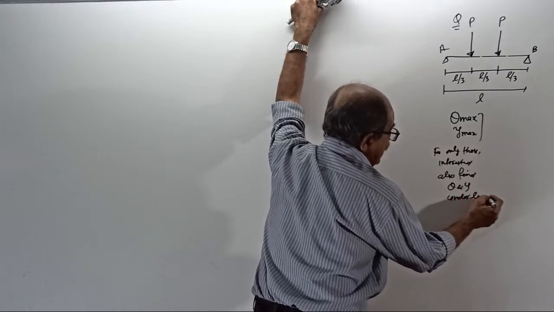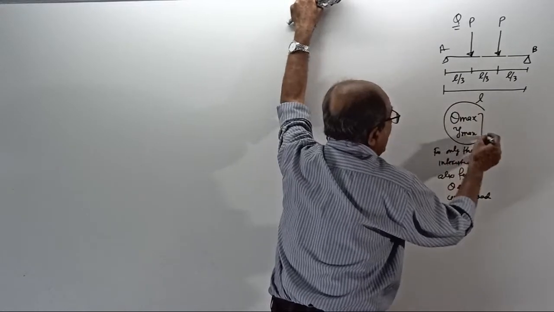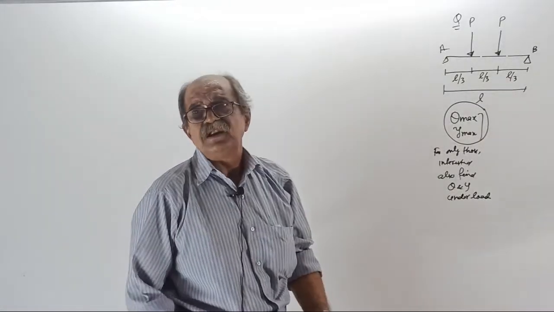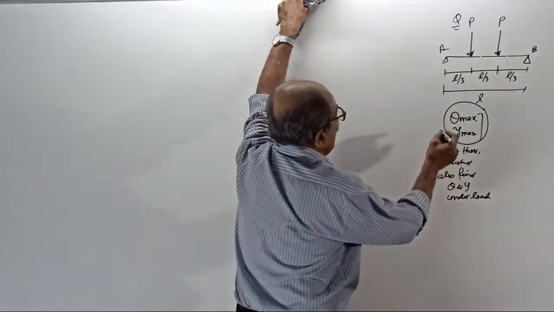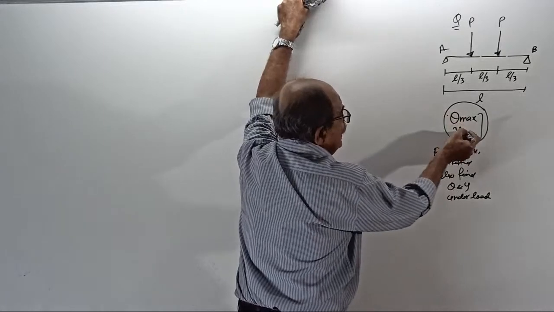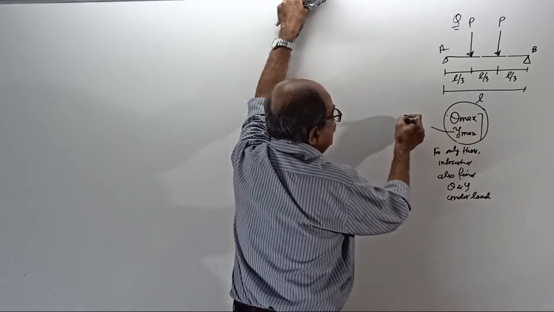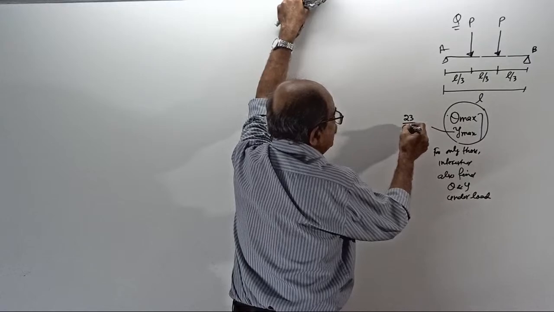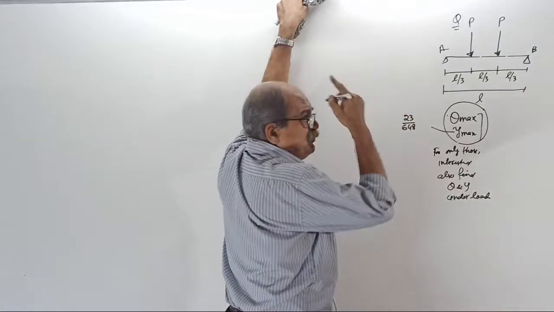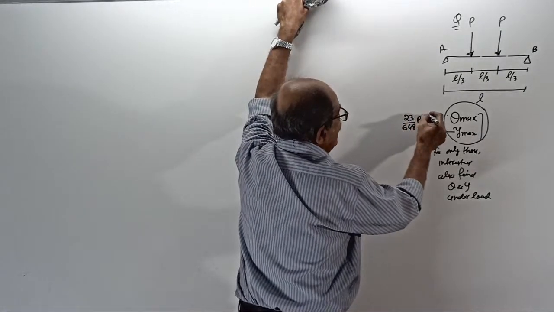I will briefly explain here. Important is maximum slope and maximum deflection. Anyway, I know the answer. It is 23 by 648. If it is the middle third load, somehow I remember PL cube by EI.